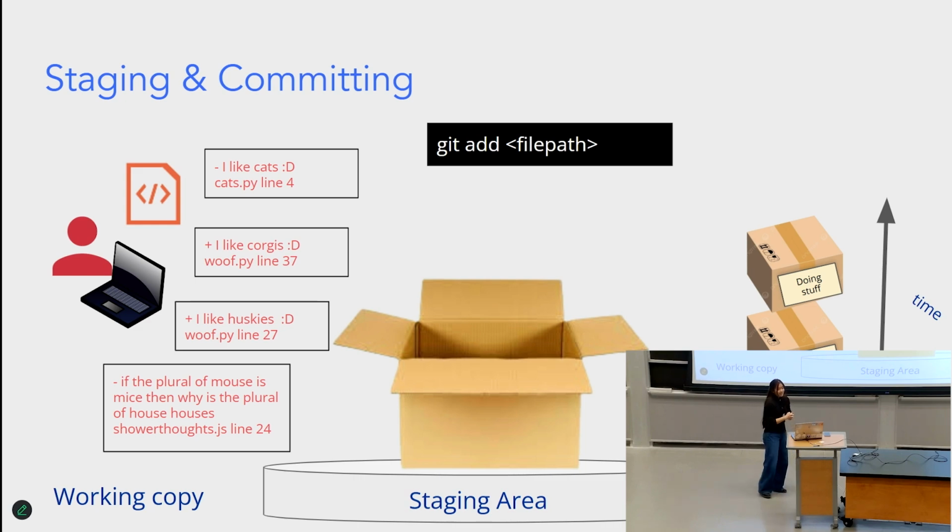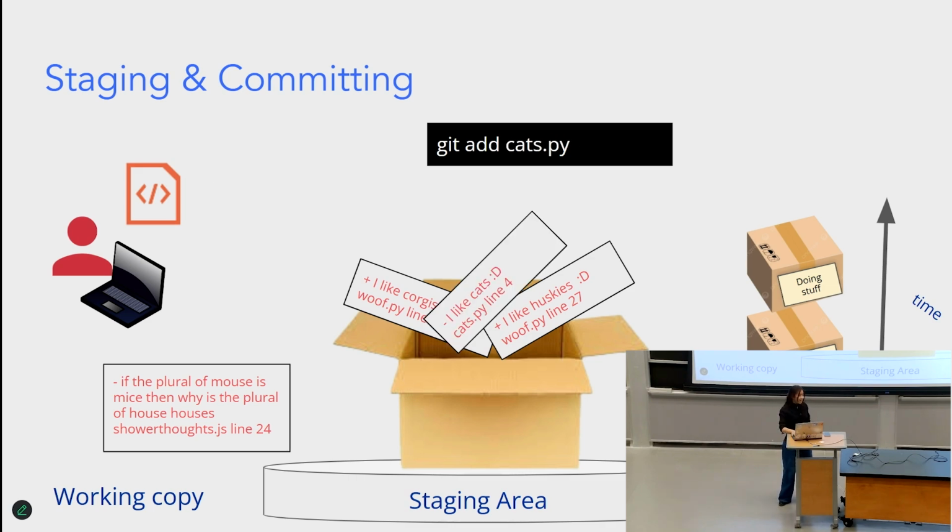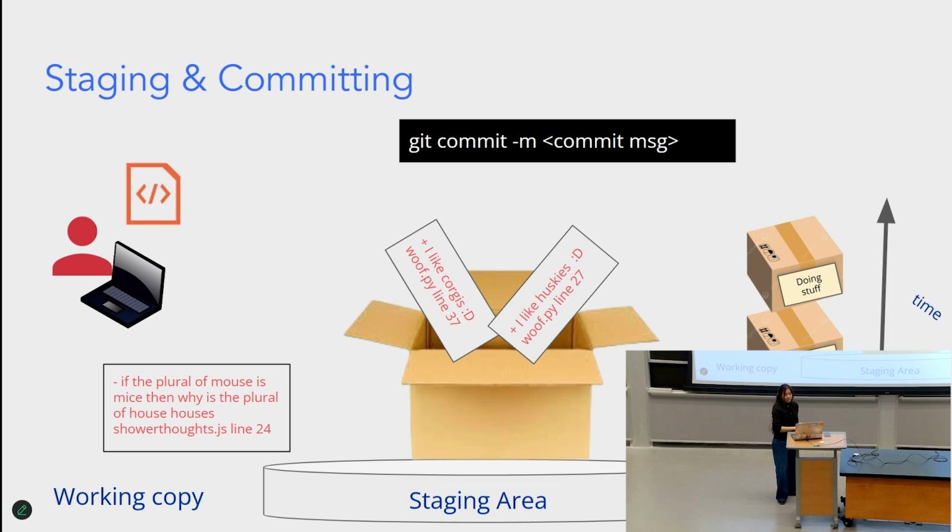This is basically where we put all of the code changes that we're going to want to package up into our commit. The command we use is called git add, and then we put in the name of the file. So let's say we do git add woof.py. That will add all of the changes we've made to woof.py to the staging area. And then if we add cats.py as well, then we're adding the change we made there also to the staging area.